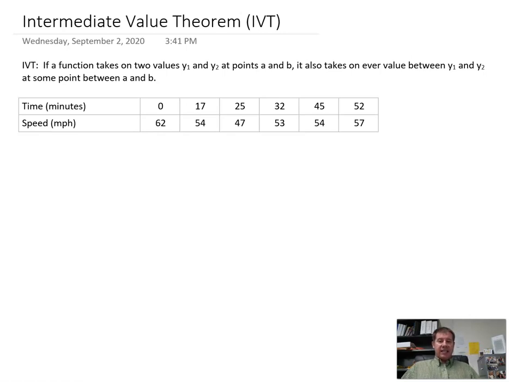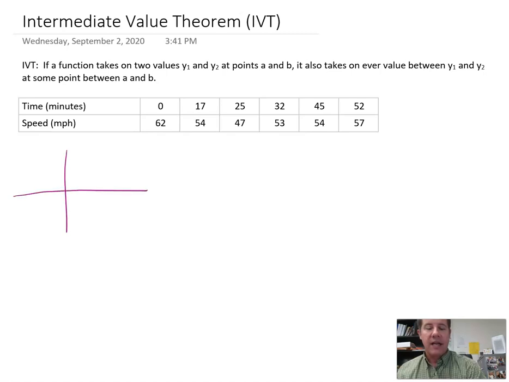What the IVT states is that if a function takes on two values, two y values, y1 and y2 at points A and B, like the x coordinates of the points, then it's going to also take on every value of y between y1 and y2 at some point between A and B. Okay? So here's a quick little sketch of what I'm talking about.